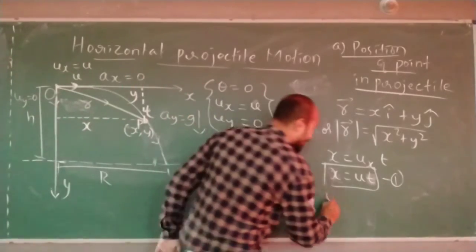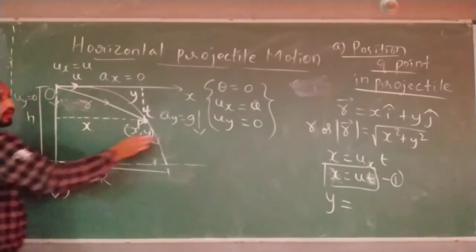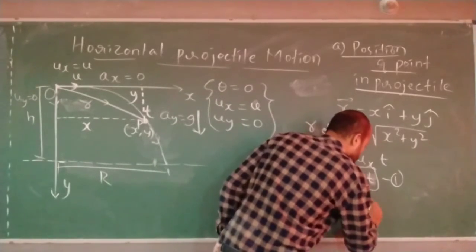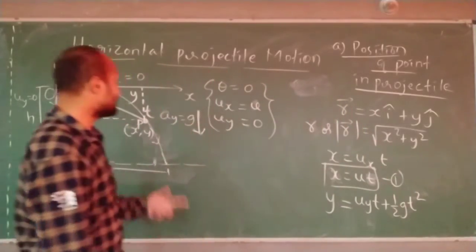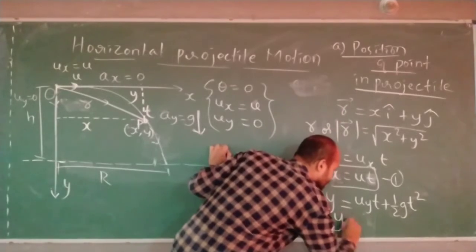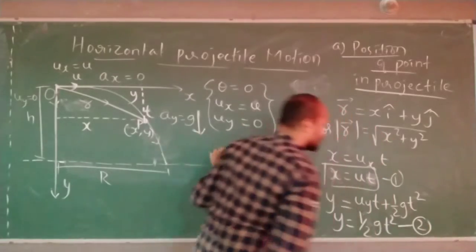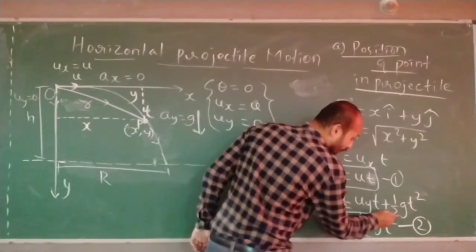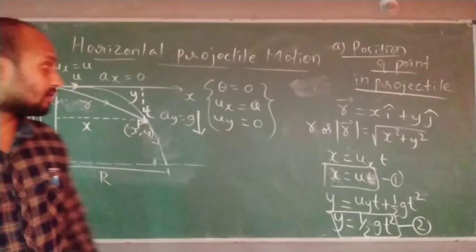Next, y. Along y there is a problem. Why? If you observe along y, there is an acceleration acting. So y will be equal to uy t plus half g t square. In this case, uy is 0, so y is equal to half g t square. This is the position of y in terms of t.